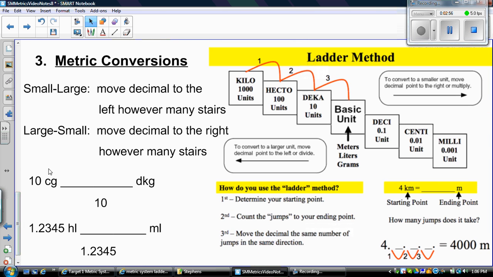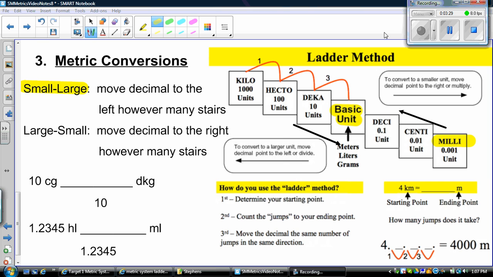Okay, so when you convert, there are 2 simple rules. The first rule is when we're converting small to large, you're going to move the decimal to the left however many stairs. If you're going from small to large, so from milli to a base unit, you're moving up the staircase, which is actually in a left direction. So when you're going from small to large, you're always going to move the decimal to the left, however many stairs that you travel.